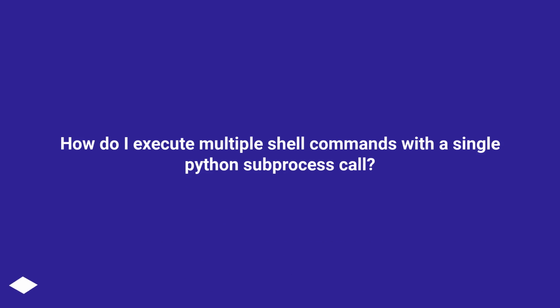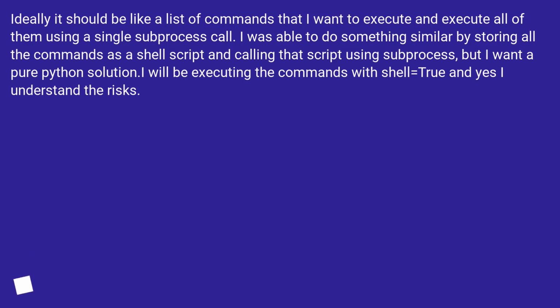How do I execute multiple shell commands with a single Python subprocess call? Ideally, it should be like a list of commands that I want to execute and execute all of them using a single subprocess call. I was able to do something similar by storing all the commands as a shell script and calling that script using subprocess, but I want a pure Python solution. I will be executing the commands with shell equals true, and yes, I understand the risks.